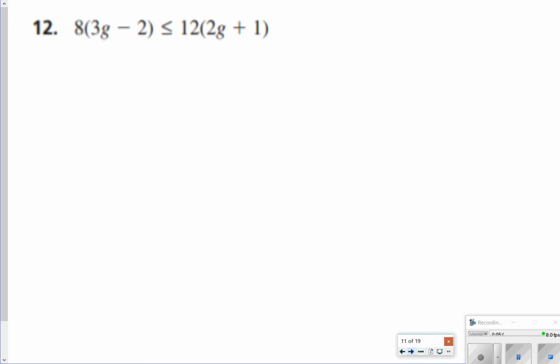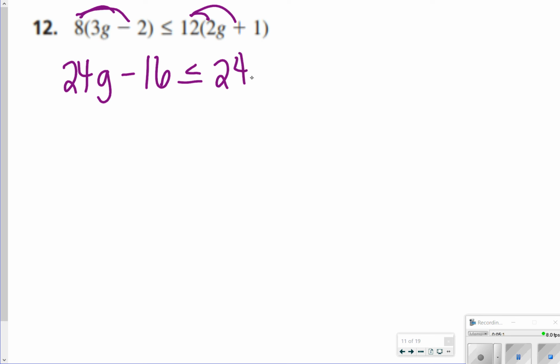Number 12, you had to distribute first. So we have 24g minus 16 is less than or equal to 24g plus 12. Okay, you got to be careful here. I'm going to subtract 24g and make it to be on the left side.